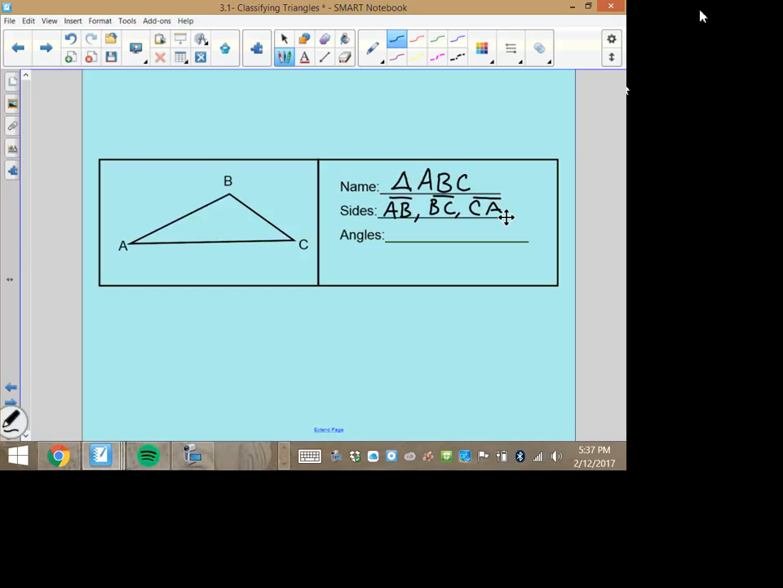And then the angles, you can say angle A, angle B, and angle C, since there's only one angle at each of these vertexes. Or, again, you could say angle CAB, angle ABC, or angle BCA.